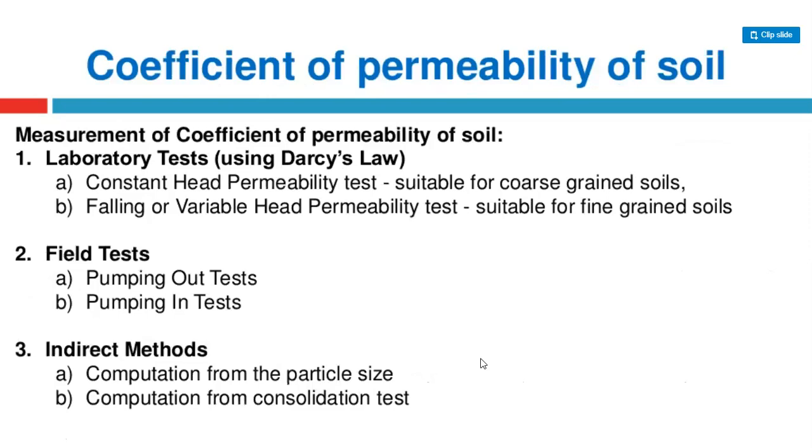So, coefficient of permeability of soil. Measurement of the coefficient of permeability of soil: laboratory tests using Darcy's law, the constant head permeability test suitable for coarse grained soils, the falling or variable head permeability test suitable for fine grained soils, and field tests, the pumping out test and the pumping in test. Indirect methods: computation from the particle size and computation from the consolidation test.